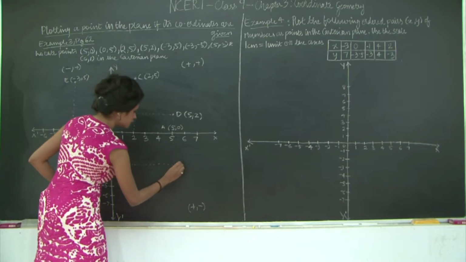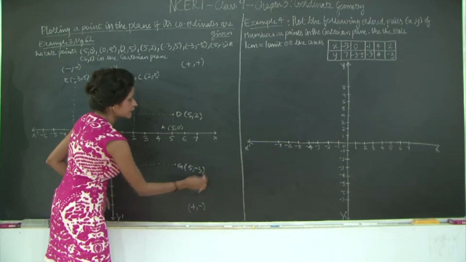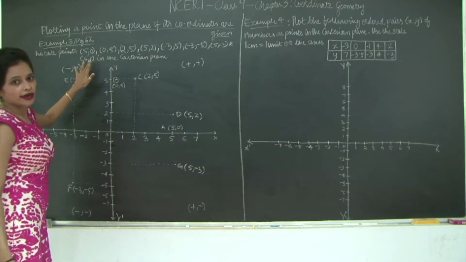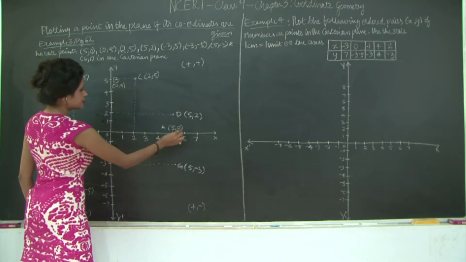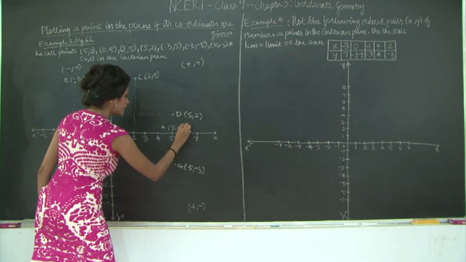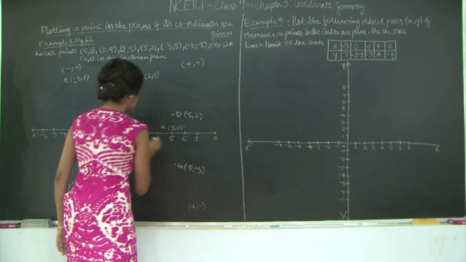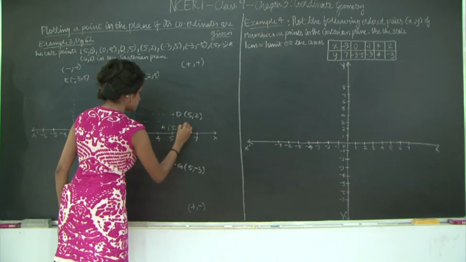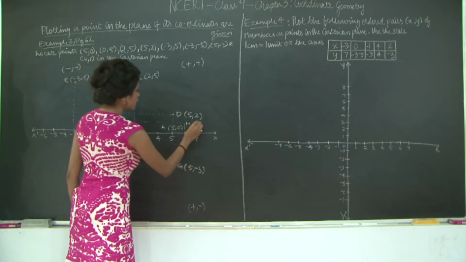So I'll call this point G, 5 and -3. And finally we have 6 and 1. So 6, both the x and y coordinates are positive. This point is going to lie in my first quadrant. So let's locate 6. 6 is here and 1 is here on my y axis. So neatly drawing it. So this is my point H, 6, 1.